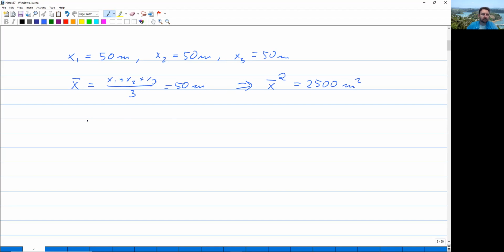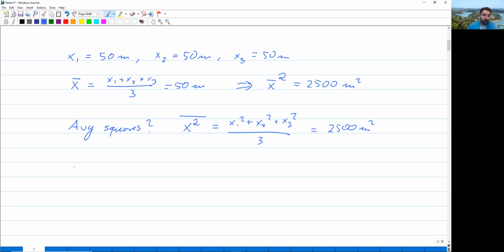What, however, is the average of the square distances? Well, the average of the squares, this is what we would write as x squared with the average taken. So this is x1 squared plus x2 squared plus x3 squared, over 3, and this is also 2,500 meters squared, obviously.